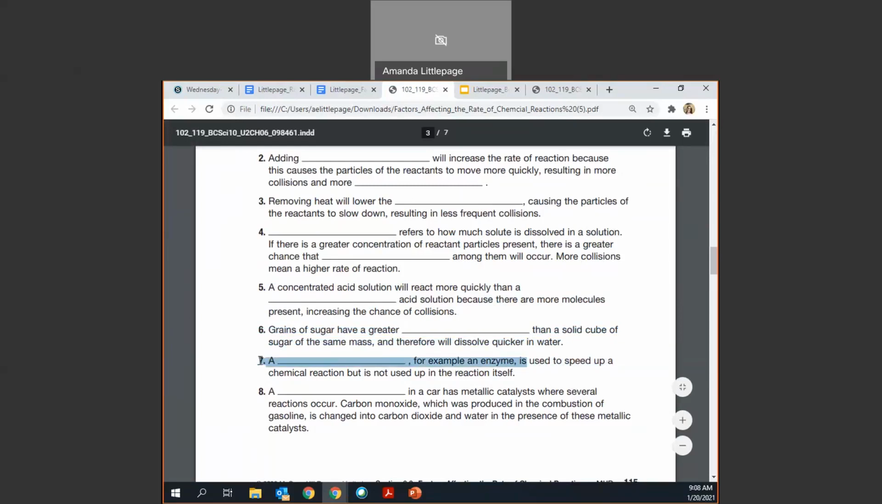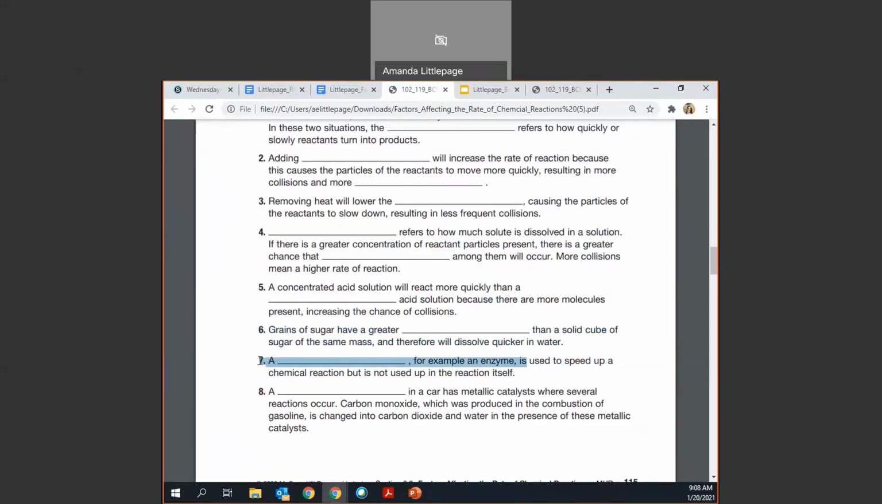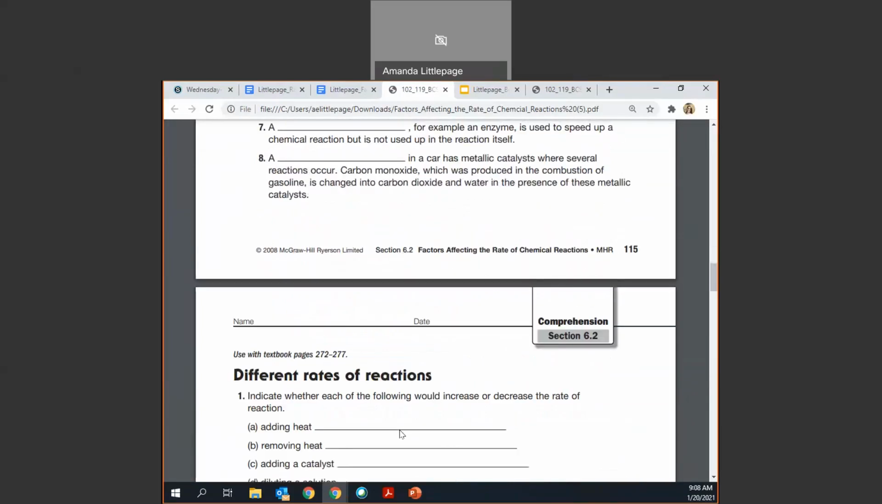a catalyst, for example, is an enzyme used to speed up a chemical reaction, but is not used up in the reaction itself. And number 8, lastly, is a part of a car called the catalytic converter. This was actually added to all cars starting in the 1970s to reduce emissions. Now that we've gone through this one, let's keep on scrolling down.